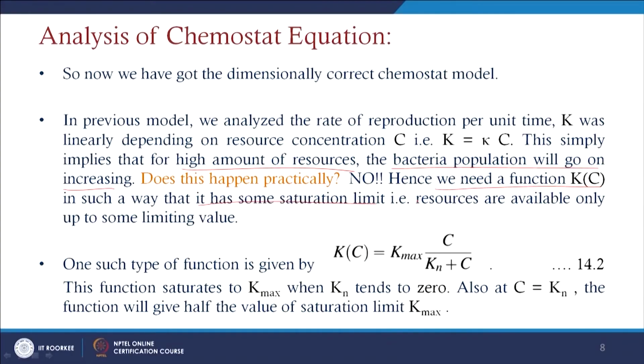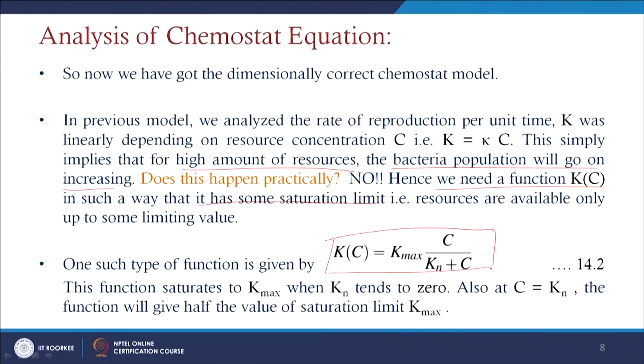And if you consider such types of models, then one such function is considered in the form of K of C, where the availability of resources or concentration affects the rate of change of this population, which is defined in the form of K max into C by Kn plus C, where Kn is a constant parameter which balances this K max value and C value here. And this function saturates to K max when Kn tends to 0.